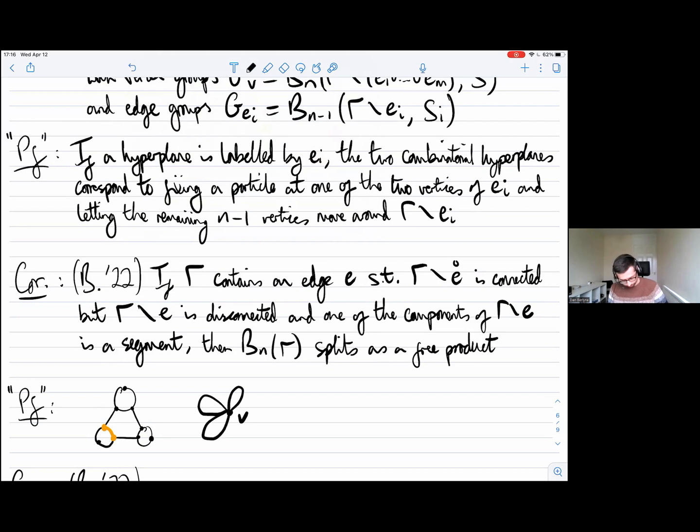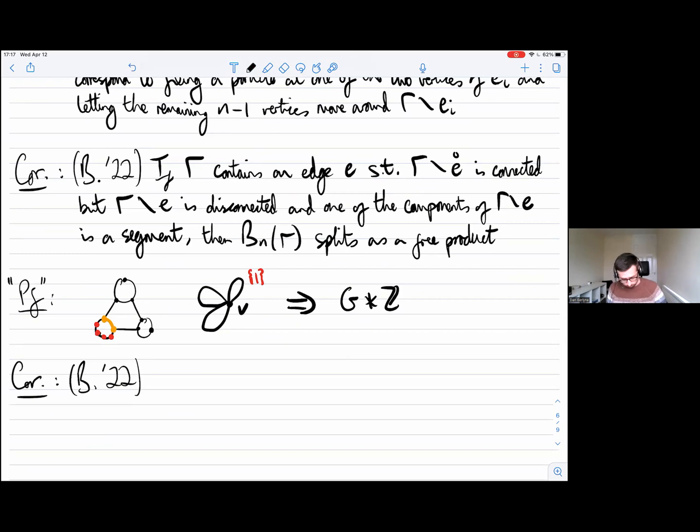So for the edge group, we're going to have multiple edge groups corresponding to the different partitions of the particles among the two connected components of the graph. But notice that one of these partitions is going to consist of putting all of the particles in the segment component. And so by trapping them in this segment component, we end up with an edge group that is just the trivial group. The braid group of a line segment is trivial. So this means that our braid group has a free Z factor corresponding to this loop with the trivial group associated to it.